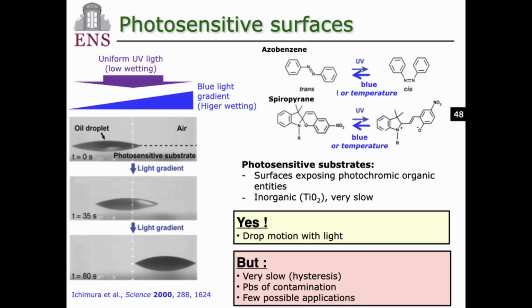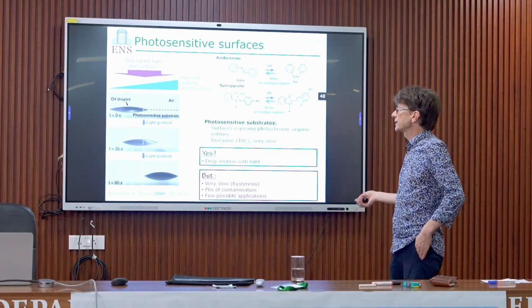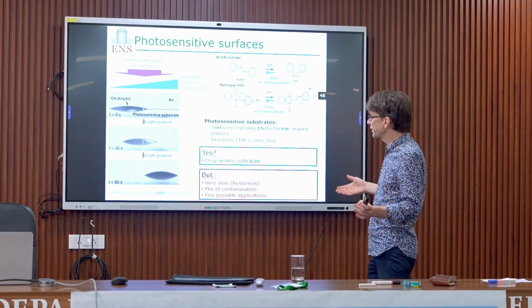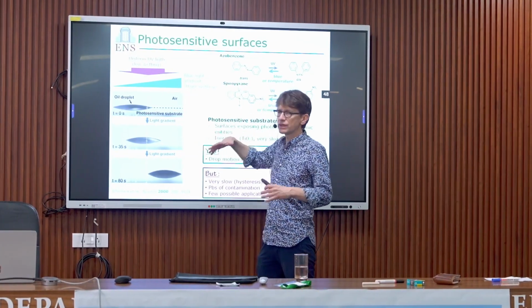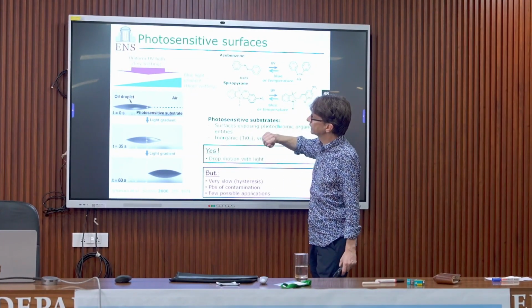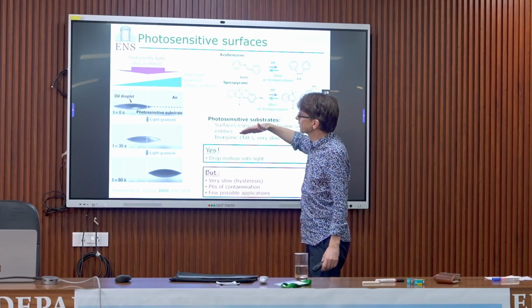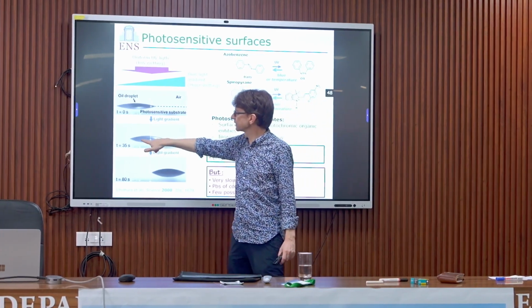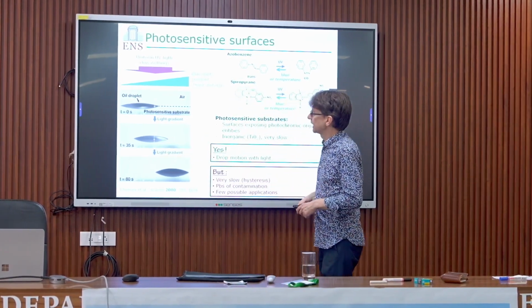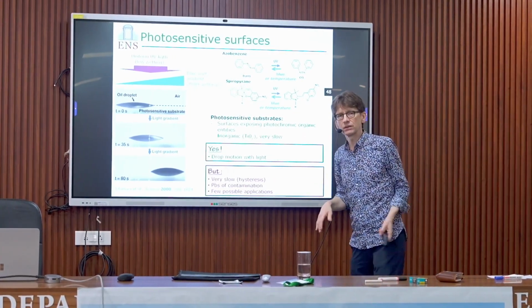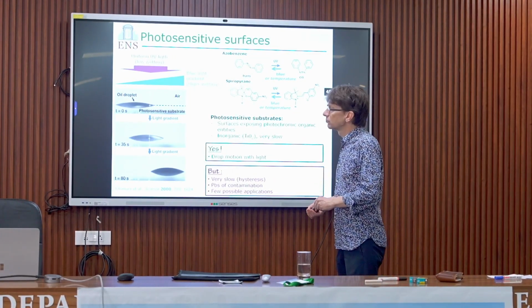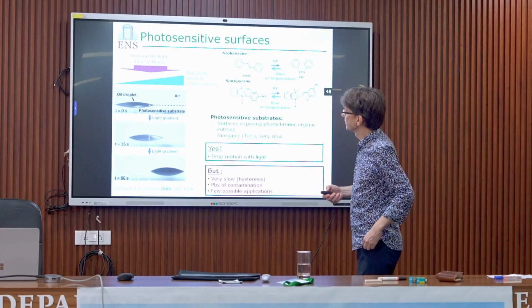And then if you want to use light, you can use a photosensitive substrate. And this is the first example where people take a solid substrate with a photochrome, here it's spiropyran, and then by applying a gradient of light, they create a gradient at the level of the droplet. And the droplet is moving a bit, but it's difficult, as has already been explained, that moving on a solid substrate is not something easy.